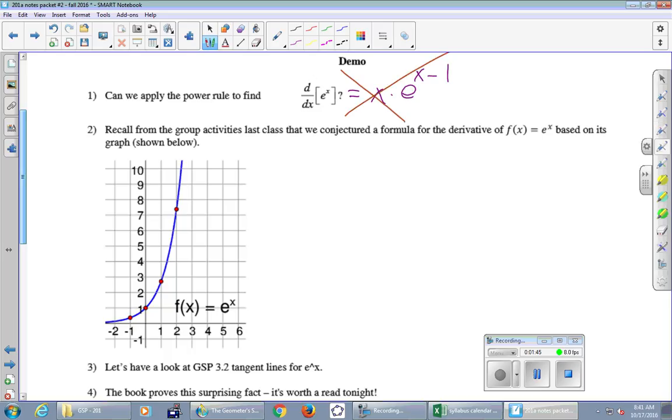Don't do that. But in number 2, recall from the group activities last class, we conjectured a formula for the derivative of f of x equals e to the x based on its graph shown below. And so what you did is you drew some tangent lines. Let's pick a different color here. You drew some tangent lines and you plotted some points on the derivative. And what did you discover when you graphed the derivative? Sure seemed like the graph was very similar to e to the x. We can't know that it's exactly e to the x by just drawing a picture, but it sure felt like it was close to e to the x, and it turns out it is exactly e to the x.